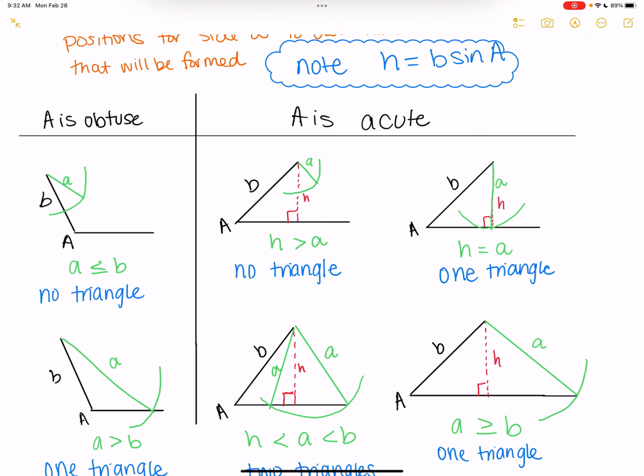So basically, when you have an acute angle, okay, you're trying to determine how many triangles it makes. It's possible that there's no triangle. There could be one triangle. There's two possible ways to get one triangle. And the other option is that there could be two triangles.